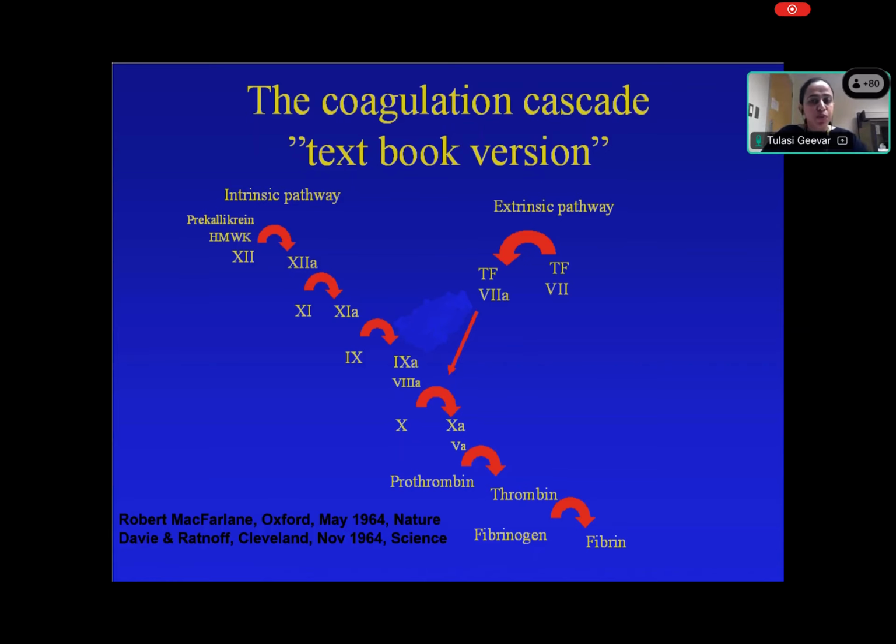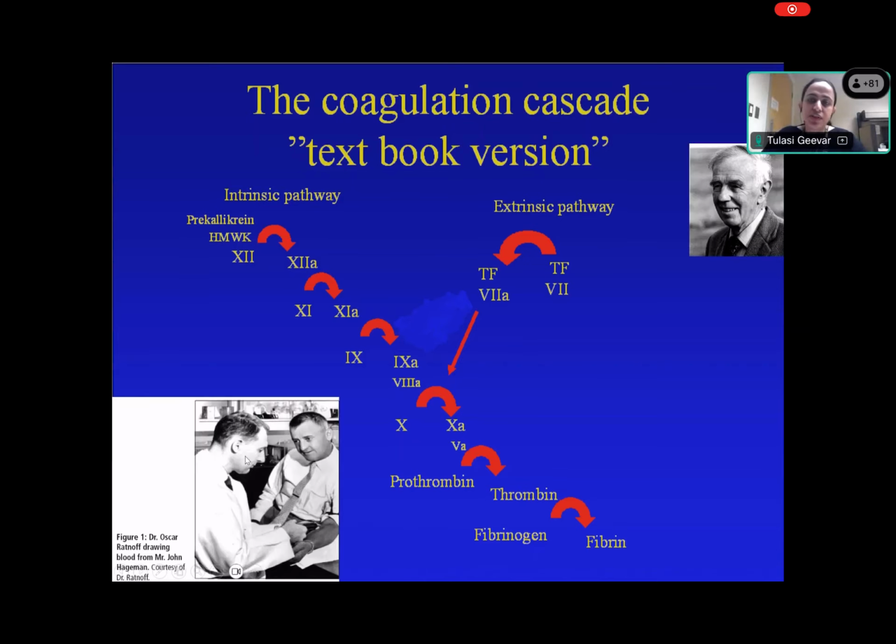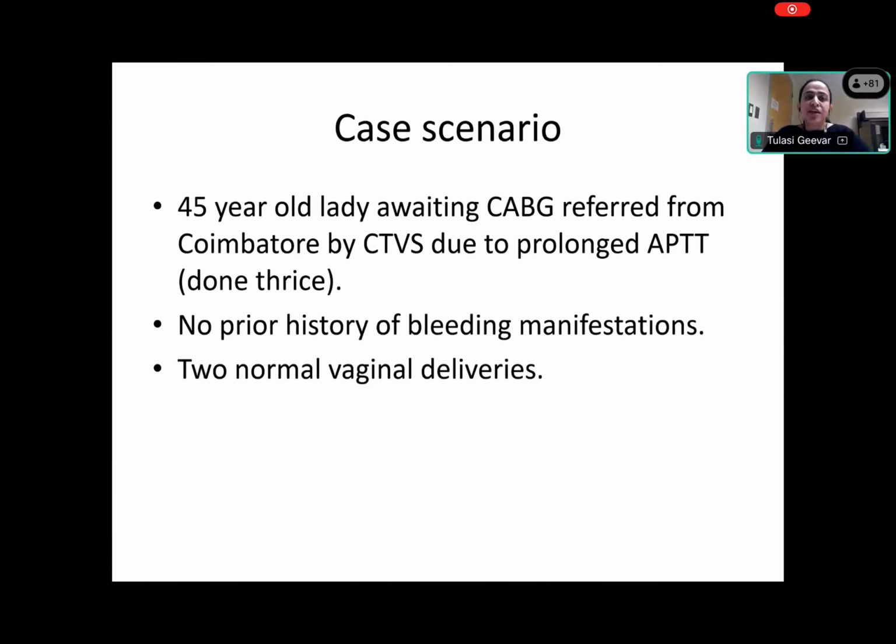Now, this pathway was proposed by Robert Macfarlane and Oscar Ratnoff in the year 1964, in separate publications in the same year. To understand the problems with this cascade, let us go through a case scenario. This was a 44-year-old lady awaiting a coronary artery bypass surgery, referred from Coimbatore due to prolonged aPTT, which was repeated on 3 occasions. There was no history of bleeding manifestation. She had 2 normal vaginal deliveries without any history of increased bleeding tendency.